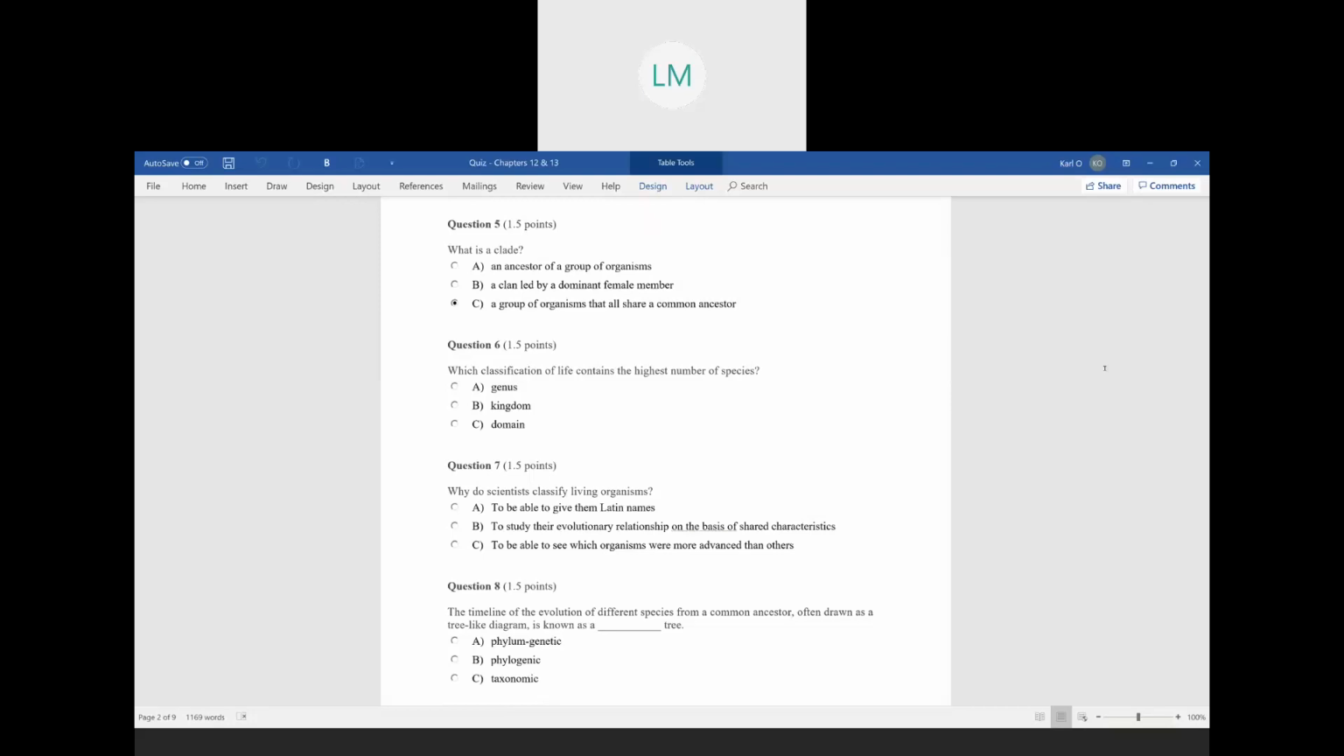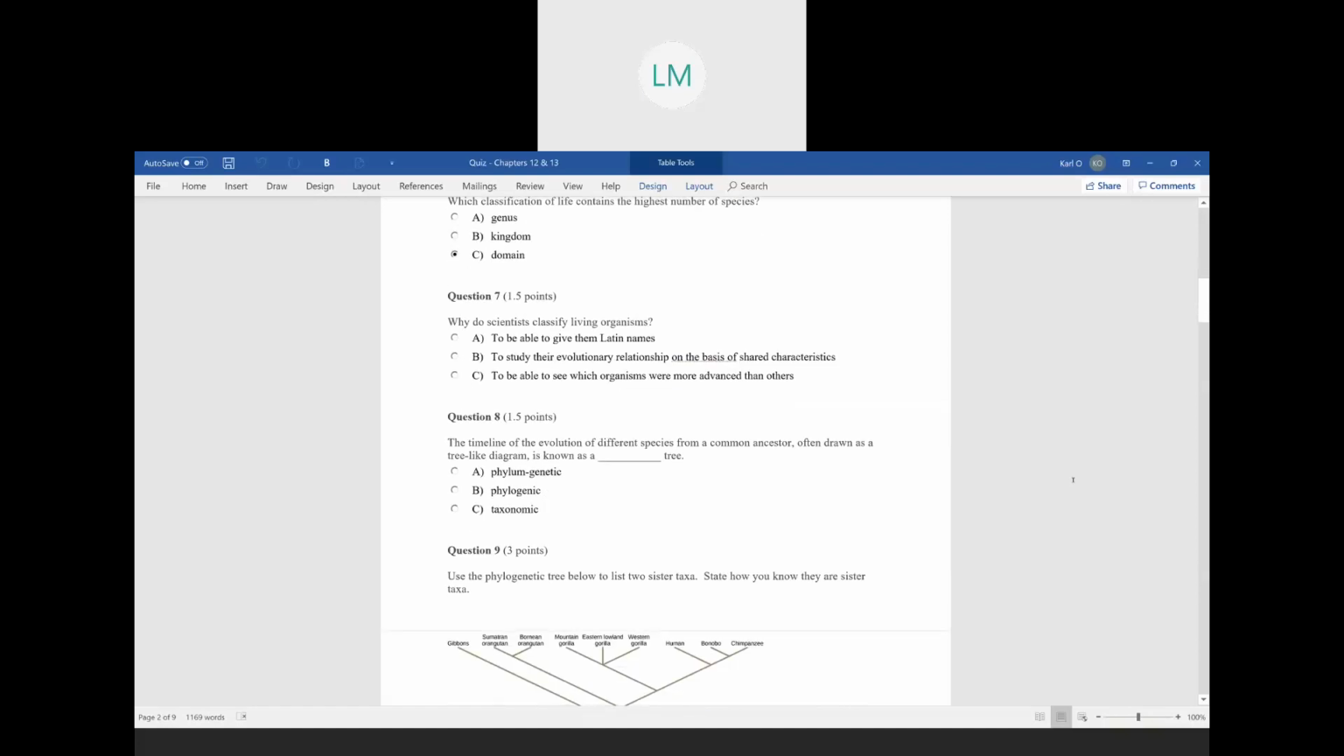Question number 6, which classification of life contains the highest number of species? This is going to be the biggest group, the most inclusive group. That is going to be the domain, right? We only have 3 domains, so that is going to be the one that contains the highest number of species. Kingdom is the second highest here. Genus is going to be the smallest out of those 3.